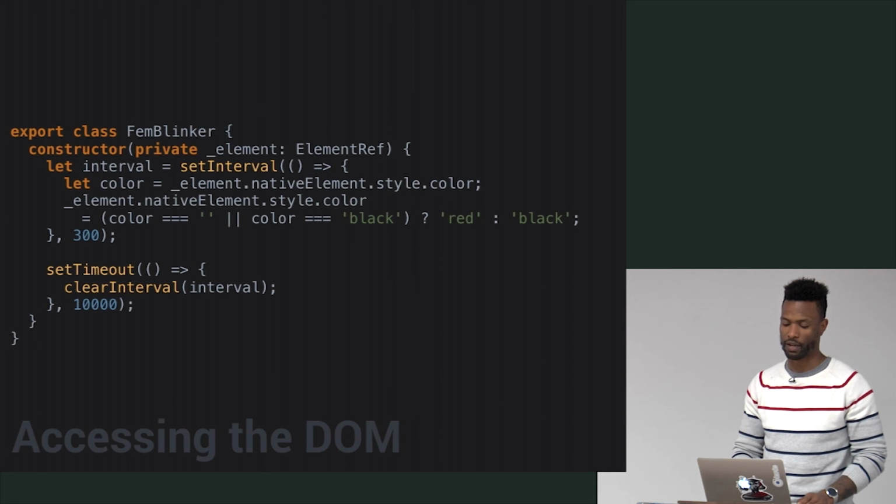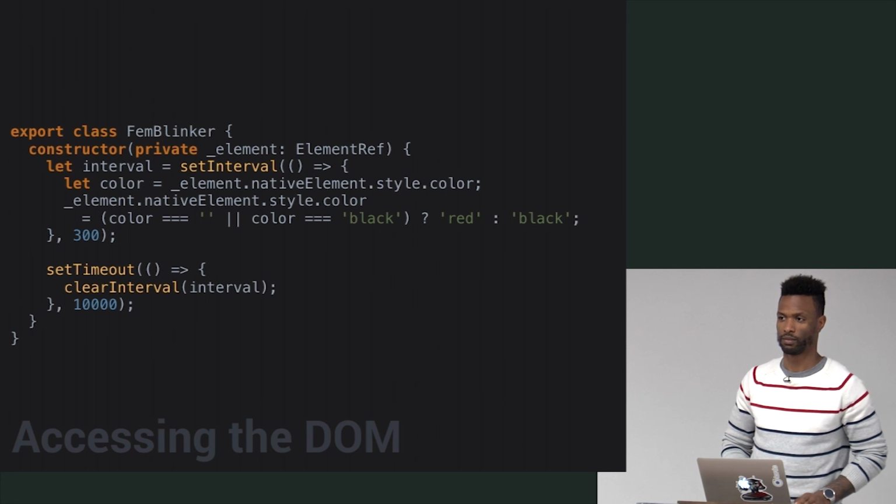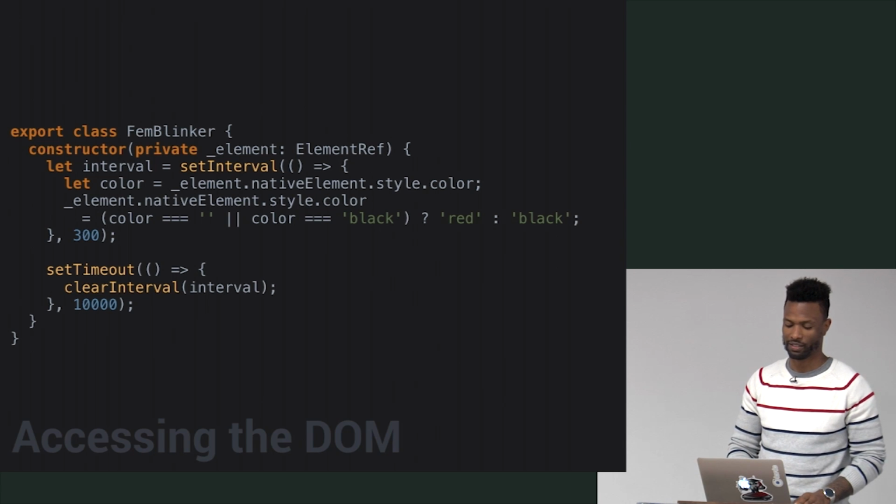So here's an example of how you would access the DOM inside of an attribute directive. It's a blink tag. Bring it back. So we're going to get into this a little more.